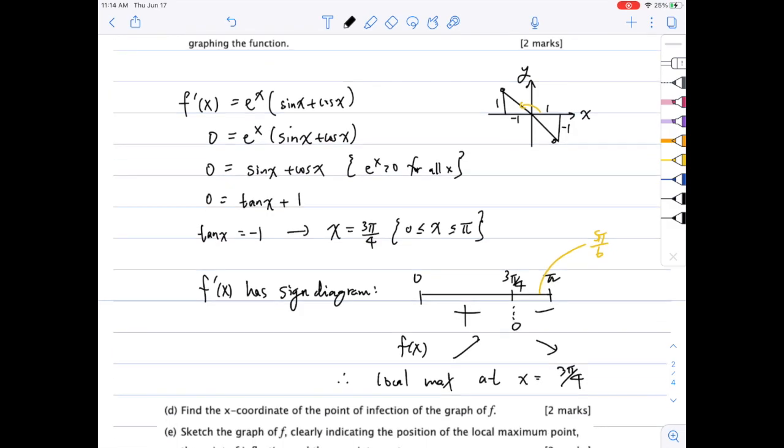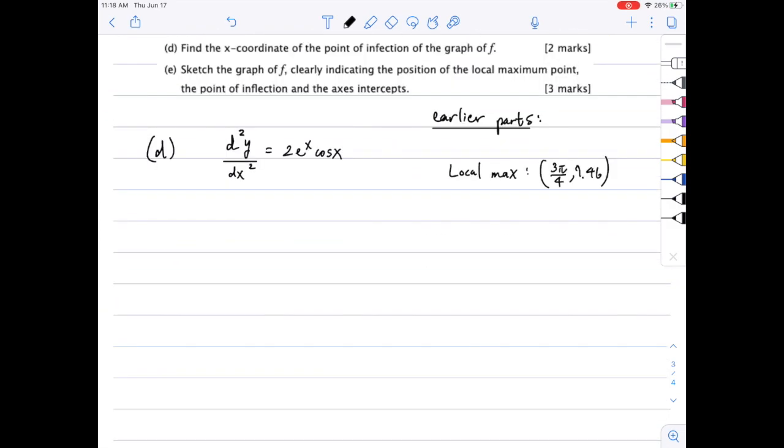Okay, part D is asking us to find the x-coordinate of the point of inflection of the graph of f. And then part E says sketch the graph of f, clearly indicating the position of the local max point, as well as the point of inflection, as well as the intercepts. So it's kind of asking for a lot. I'm going to do part D first, and then we'll do part E right next to it.